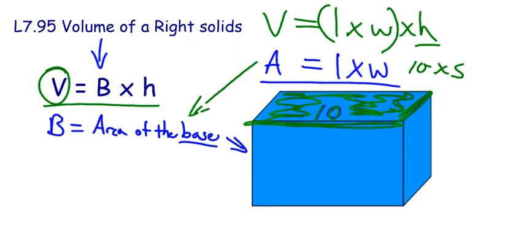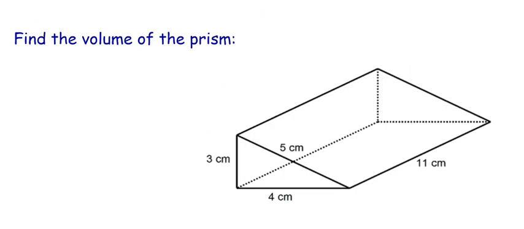Let's try this out. Our first example says find the volume of this prism. So this is a right triangle, two right triangles joined together, which means we have a triangular prism, and we can follow our formula. V equals the area of the base times the height.